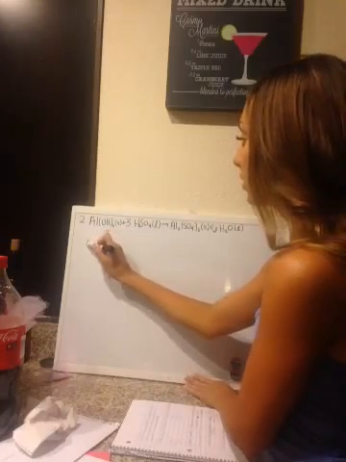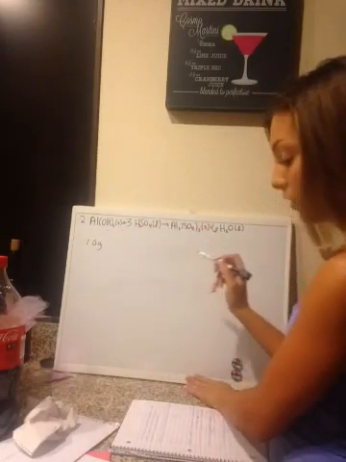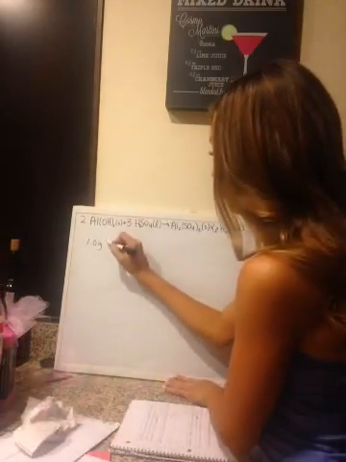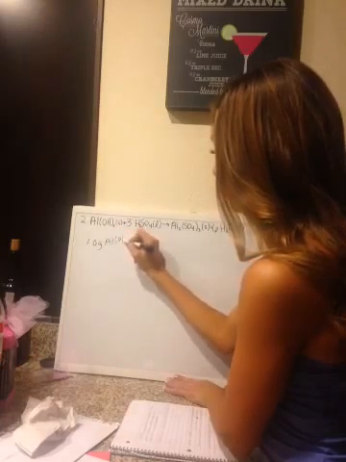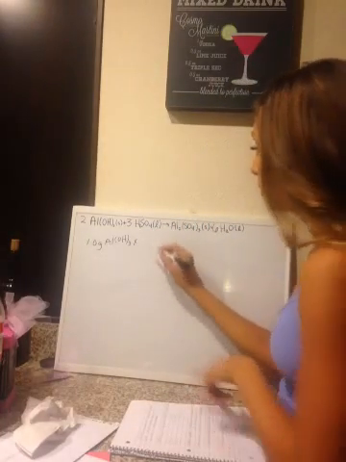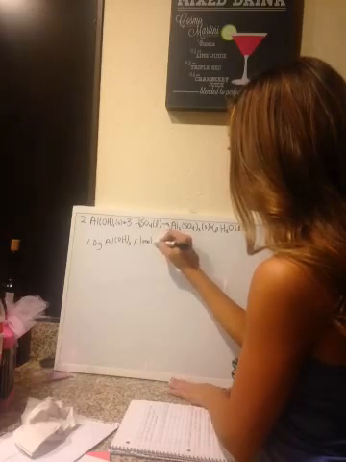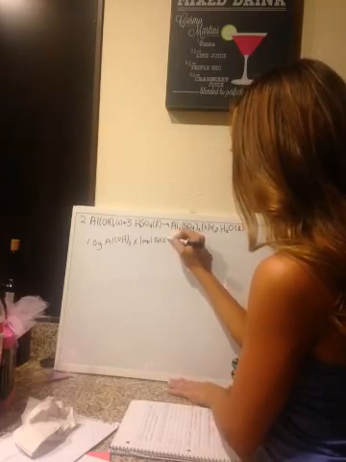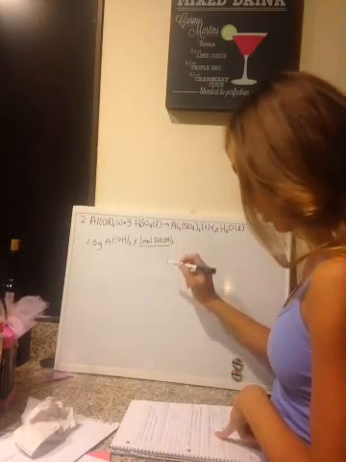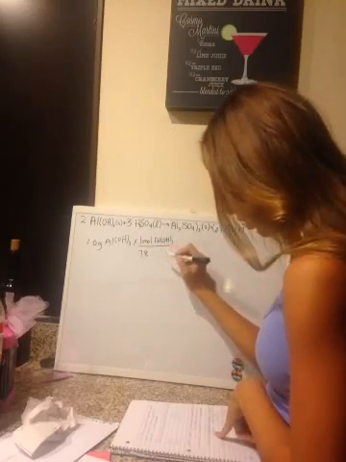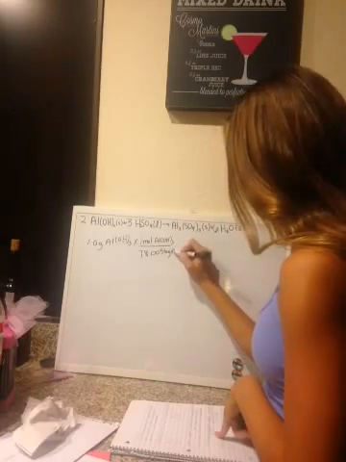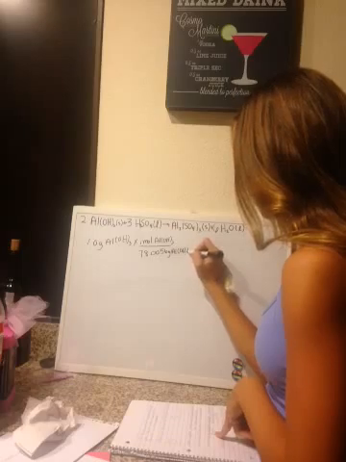So since there is 1 gram of aluminum hydroxide, we multiply this by 1 mole of aluminum hydroxide over the grams of aluminum hydroxide, which is 78.0056 grams of aluminum hydroxide.